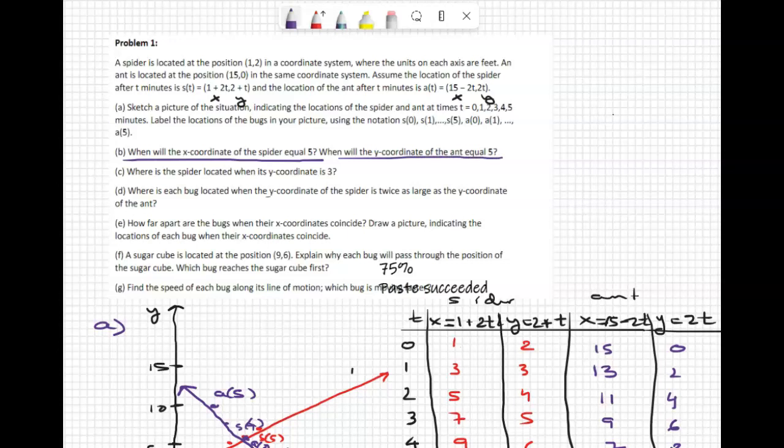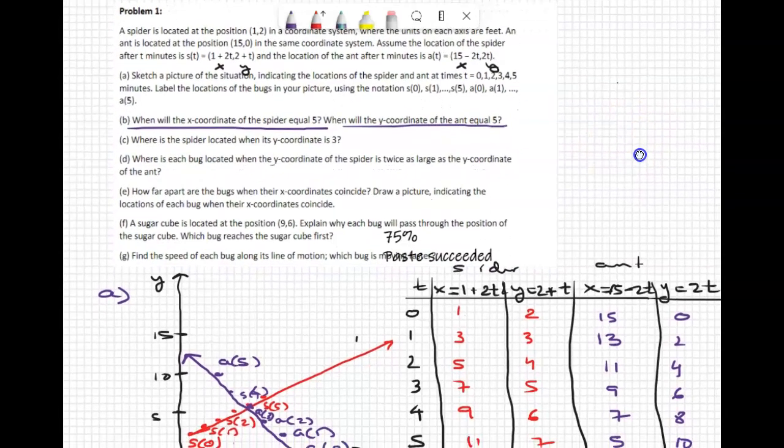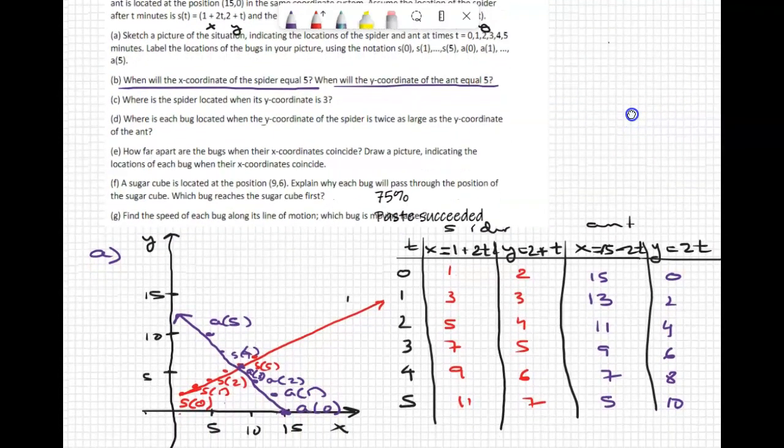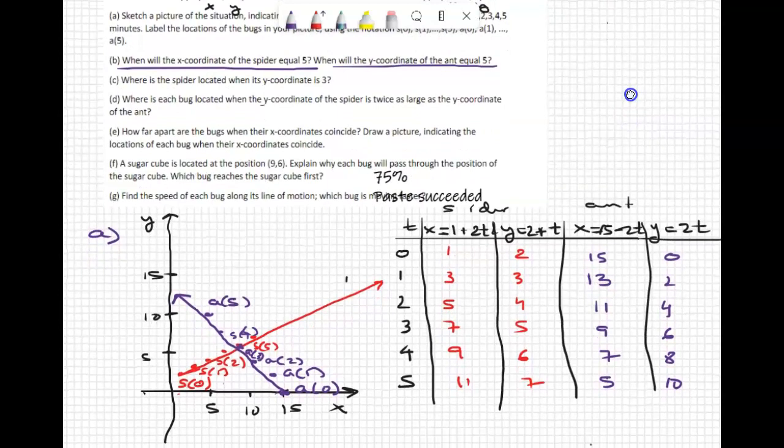Okay, so we can answer this question in a couple of ways. One is to look at our table and our graph, see if it's there. So the x-coordinate of the spider equals 5 when t equals 2. The y-coordinate of the ant equals 5, it's not in the table, okay? But it's going to be somewhere halfway between 2 and 3. So you can estimate that it's going to be 2.5. Okay, so this is using the table, or even you can look at the graph.